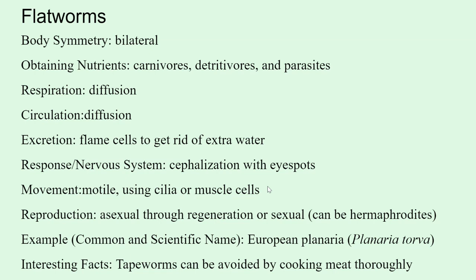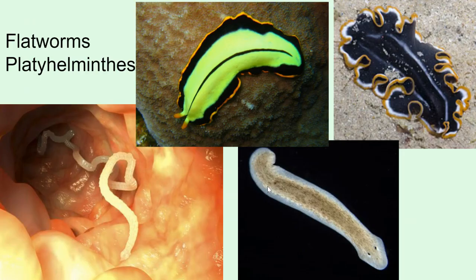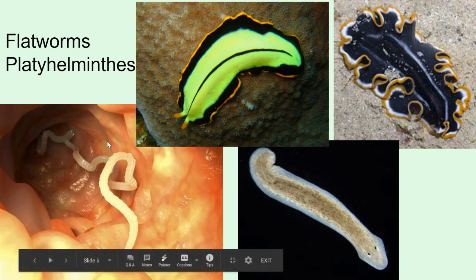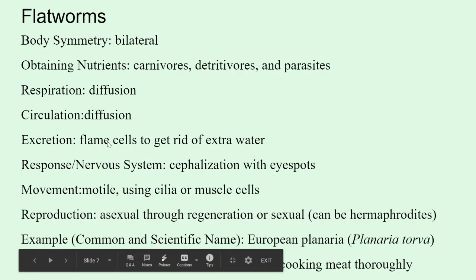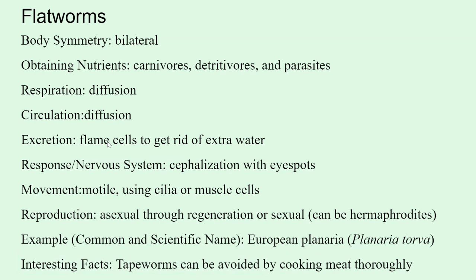And an interesting fact about flatworms, an example is tapeworm too, and that can be avoided. Like this is a tapeworm in someone's intestines, but you could avoid getting a tapeworm in your intestines by cooking your meat thoroughly when you're going to be eating it.